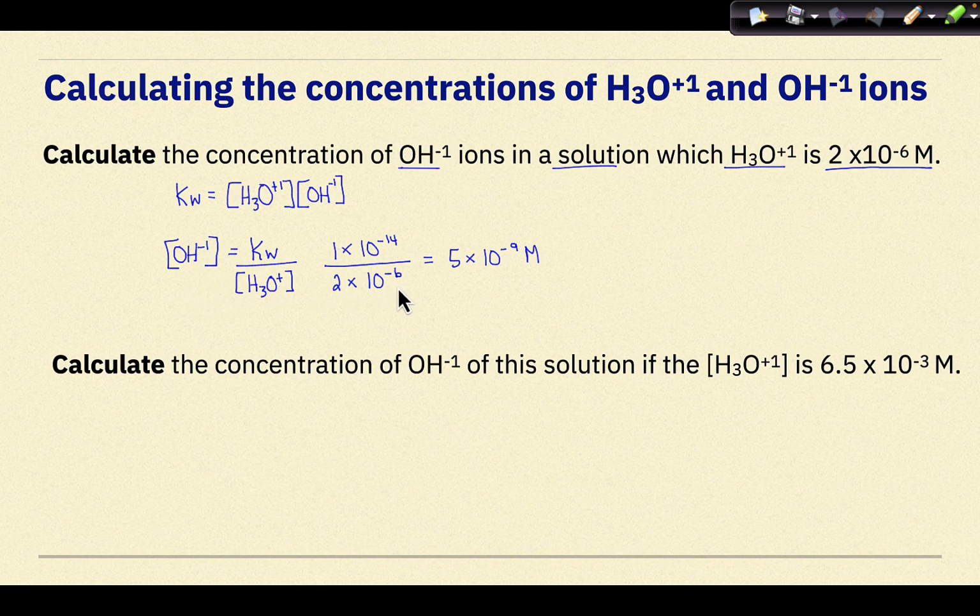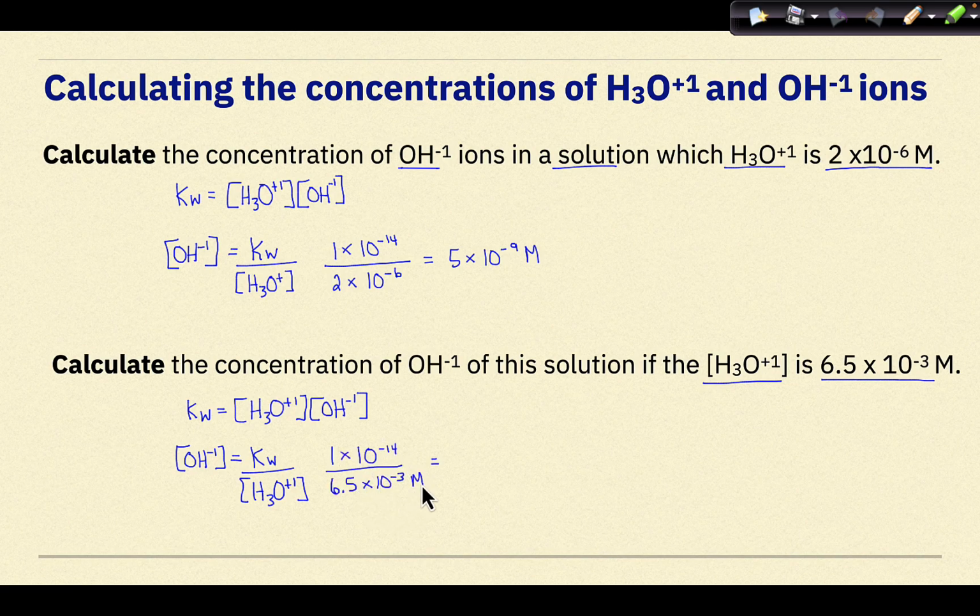Let's do one more example. In this situation, my hydronium ion concentration is 6.5 times 10 to the negative 3 molarity. The first thing I'm going to do is write out my Kw expression. I'm going to rearrange my formula to solve for hydroxide ion concentration. I'm going to plug in my values, and then I'm going to complete the calculation. My answer is 1.5 times 10 to the negative 12.